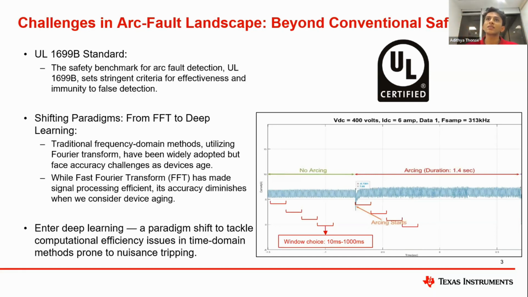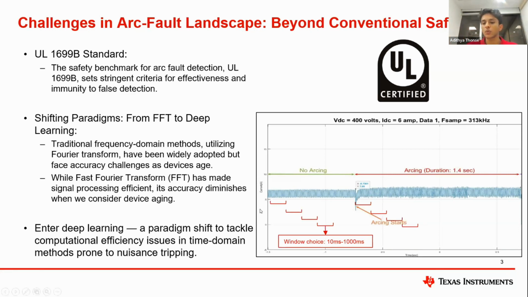And when this ages, we can't go and figure out what is the new FFT band that I need to be looking at, that is, is this right, is this wrong, is this an arc, is this not? We can't afford to do such things, right? So that's where deep learning comes into the picture.